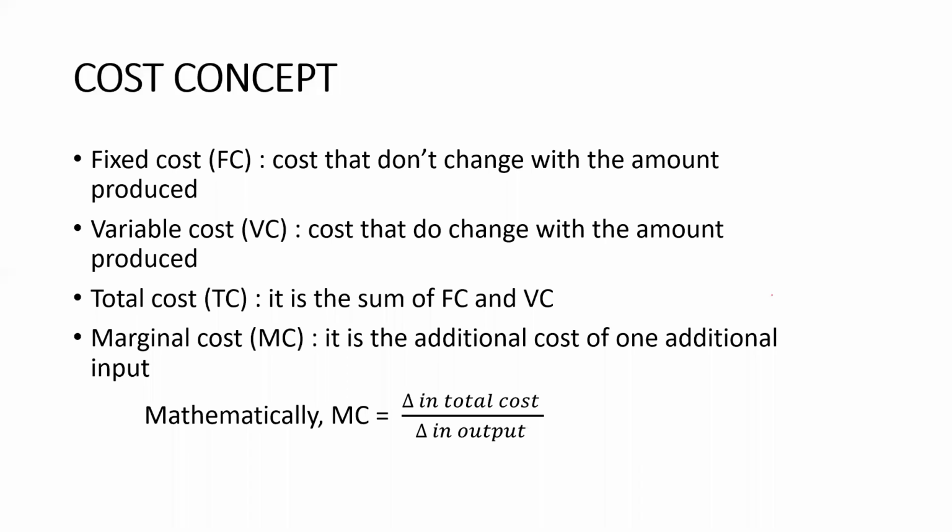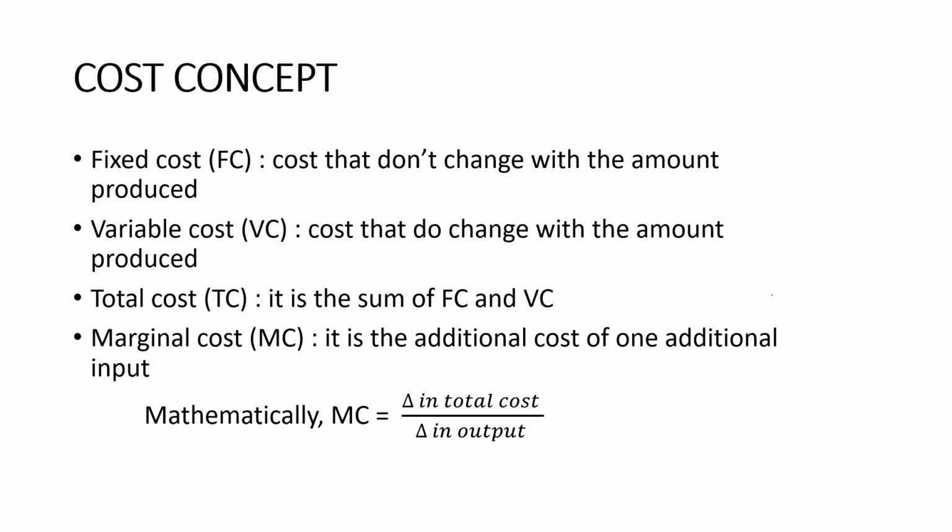The first one is fixed cost. Second one is variable cost, total cost, marginal cost. Most times you see them in their acronym format or abbreviation format rather. Fixed cost is FC, variable cost is VC, total cost is TC, marginal cost is MC. So what are fixed costs? These are costs that don't change with the amount produced. Regardless of the quantity or amount of output you have, it is not going to change.